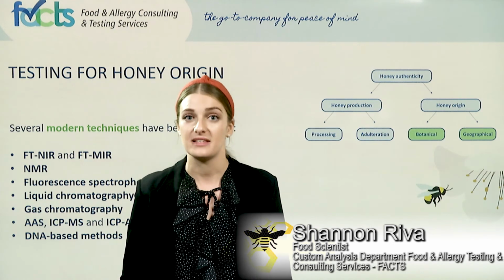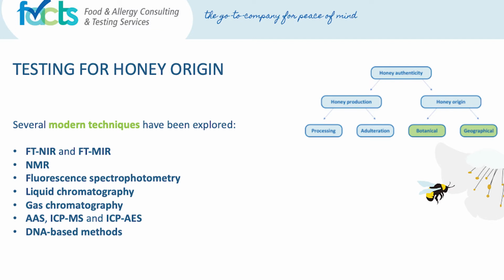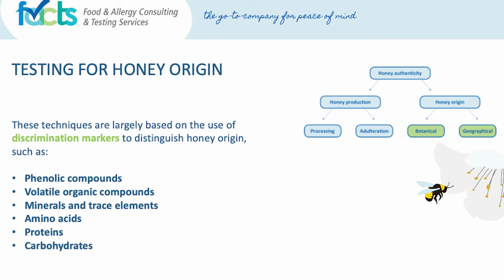So several modern techniques have been explored for determining honey origin. These include the methods listed on screen. Pretty much all of these methods have shown to be successful in determining both honey origin from a botanical perspective and a geographical perspective, but some are by nature better for distinguishing one or the other. So for example, NMR has been widely reported for distinguishing honeys of different botanical origin, whereas ICP-MS, for example, is better for distinguishing honeys of different geographical origin.